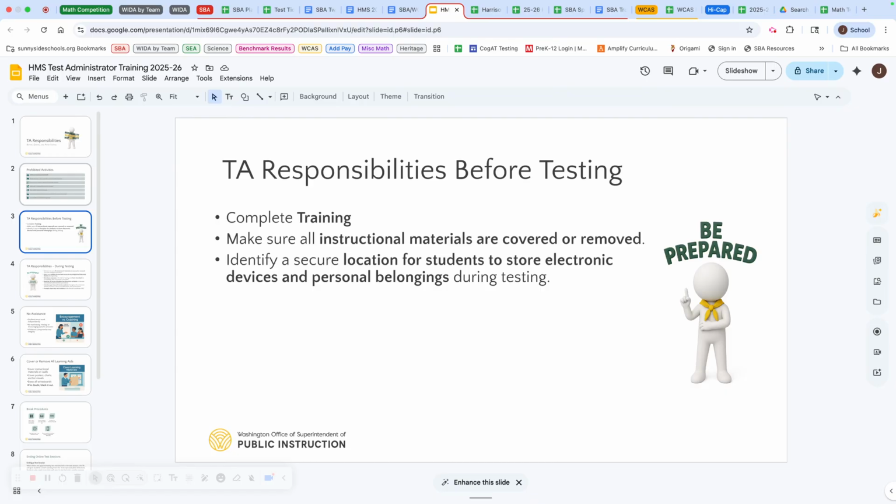Your responsibilities before testing are to complete training, which this is part of. Make sure all instructional materials are covered or removed. You're going to hear this multiple times throughout the training. There should be nothing on your walls that could possibly help students with the test.